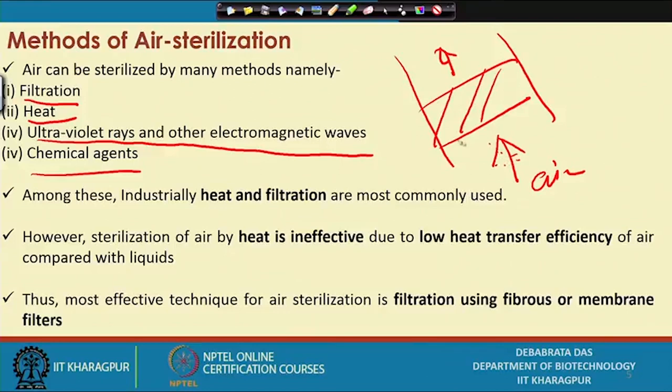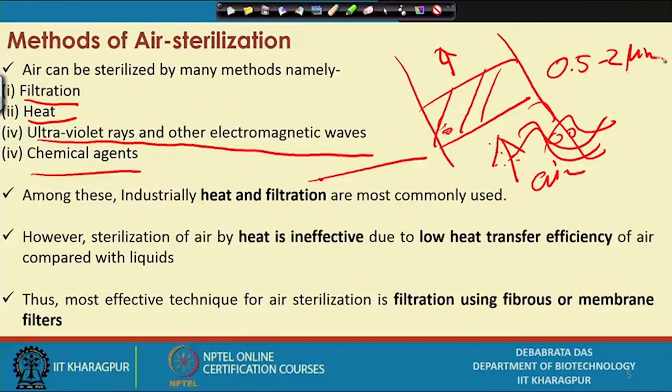Whatever suspended particles are present, we have fiber or membrane here, and the particles are entrapped in it. Suppose the membrane has some pore size and you want to separate bacteria, and we know the bacteria size is 0.5 to 2 micron. So if your pore size is less than 0.5 micron, all bacteria will be retained by the membrane. This filtration can be done with a membrane or with fiber, in different ways. And then the heat.